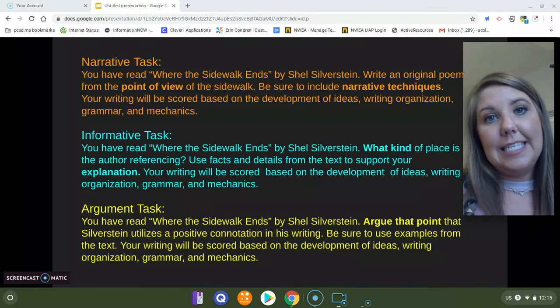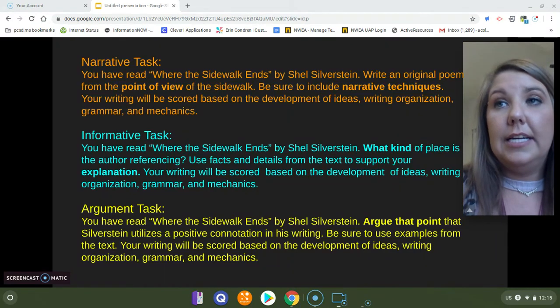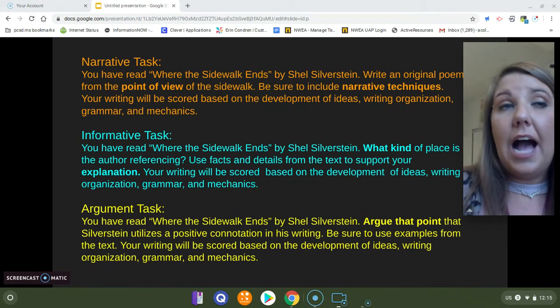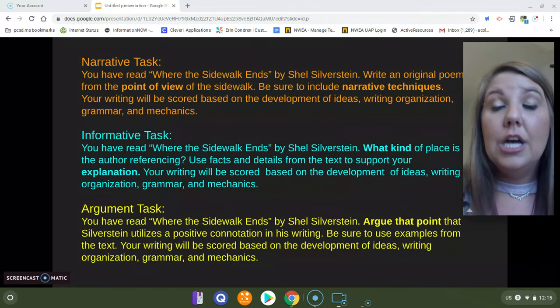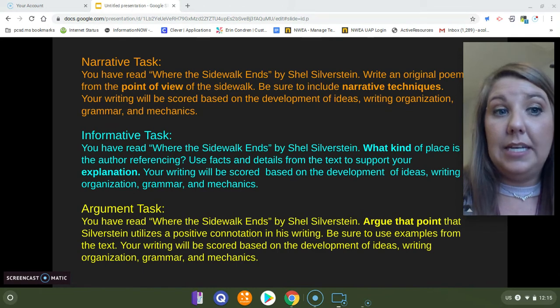So as you can see, with any text you could ever read, whether it's a poem, a story, a biography, or an autobiography, it doesn't matter what text you are reading, whether it's RL or RI, you can have any mode of writing with it. Your teacher can provide any prompt for you, whether it be narrative, informative, or argument, and you have to determine which mode of writing it is.